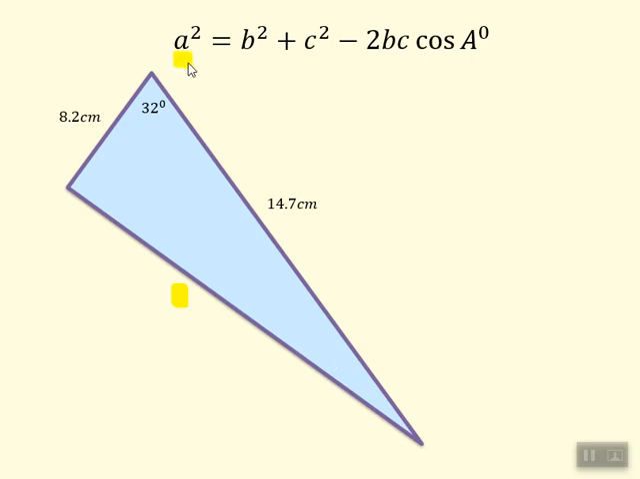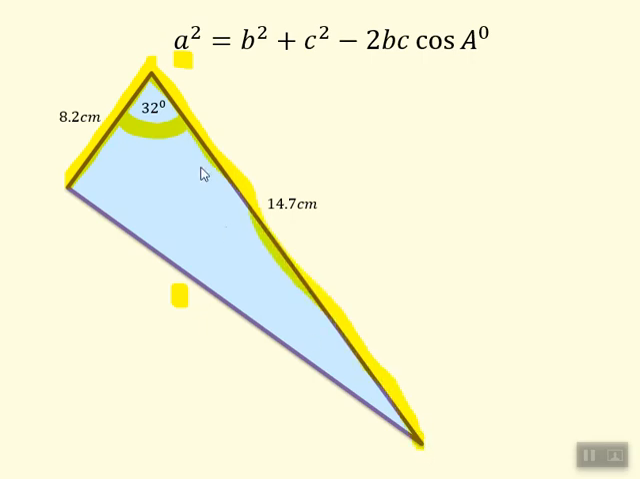That's going to be my A. Now, in order to use the cosine rule, what I tend to look for is, do I have an angle and then two sides coming off that angle?